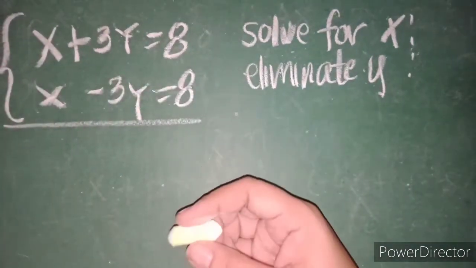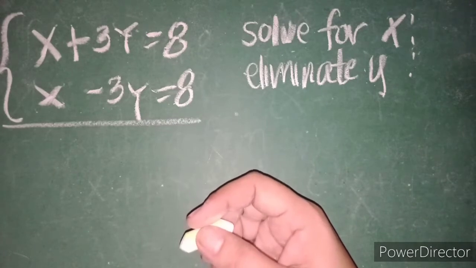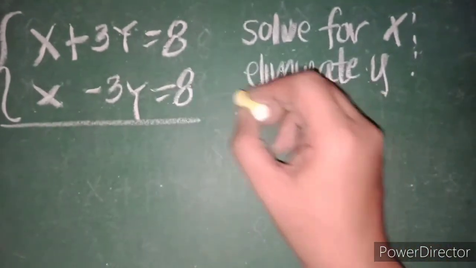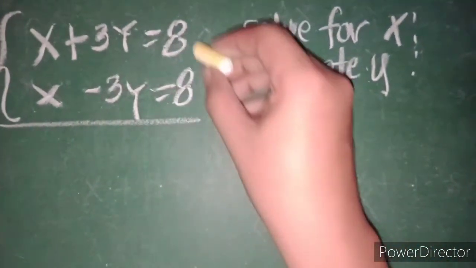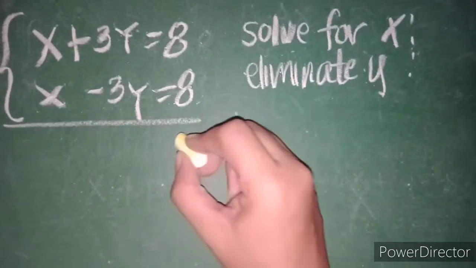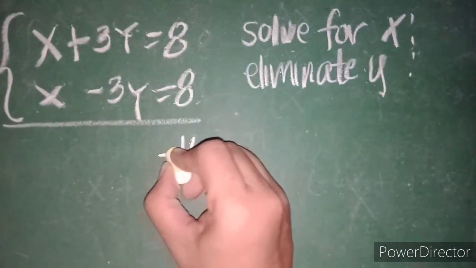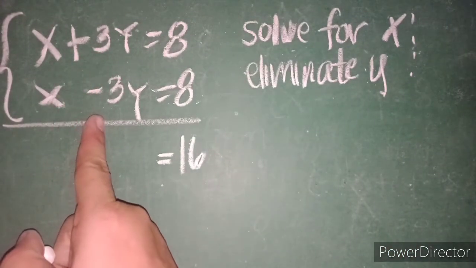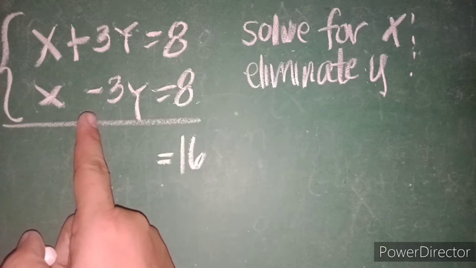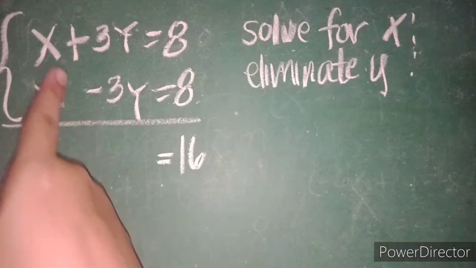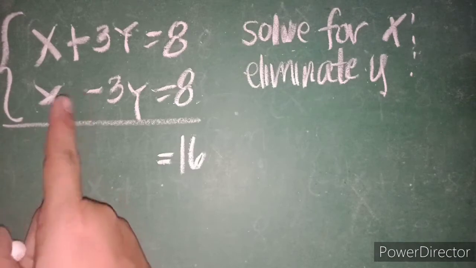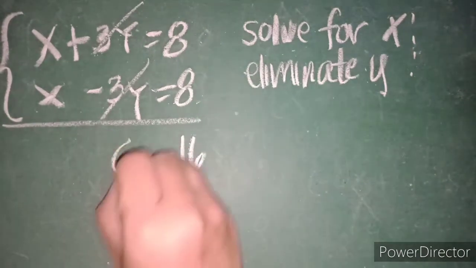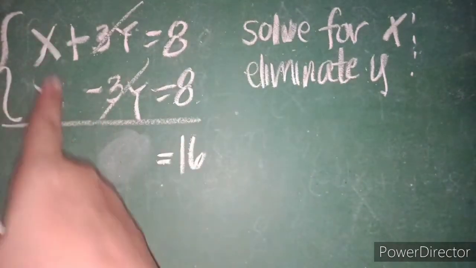Kung ipa-plus natin or ima-minus natin ang dalawang equation. Okay, so sa example na to, para makancel yung y, ang gagawin ko is i-add ko yung dalawang equation. So, 8 plus 8 equals 16. Then equals, now, positive 3y plus negative 3y. Pag nag-a-add tayo ng integers, pag same sign, i-a-add. Pag different sign, isusubtract. Since different ang sign nila, positive 3 at negative 3, isusubtract natin. 3 minus 3 is 0. Or ika-cancel na lang natin yung 3y.